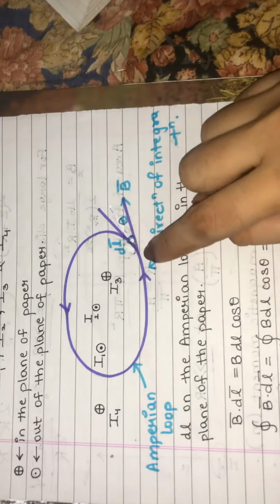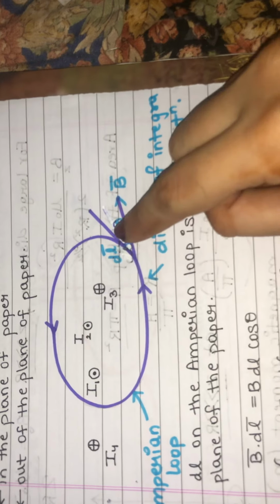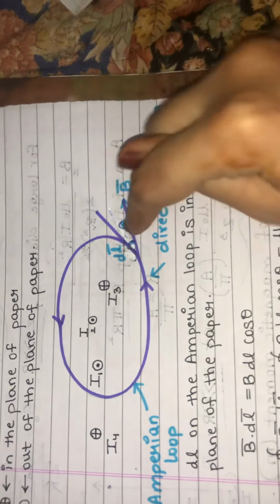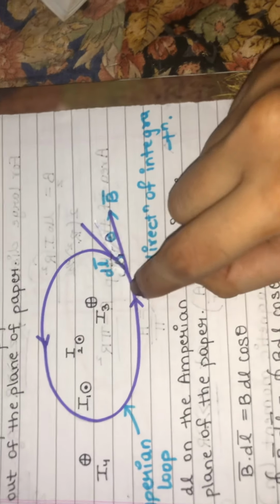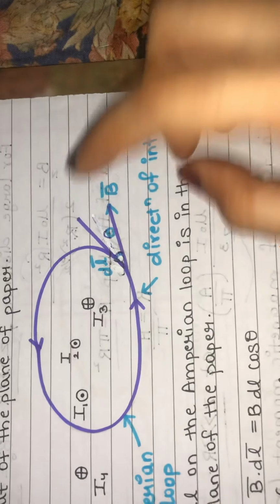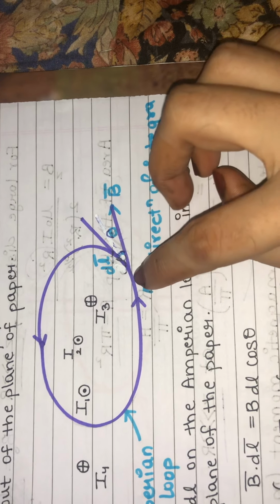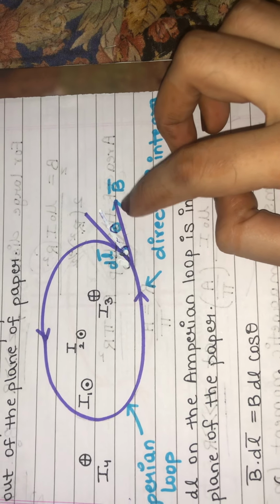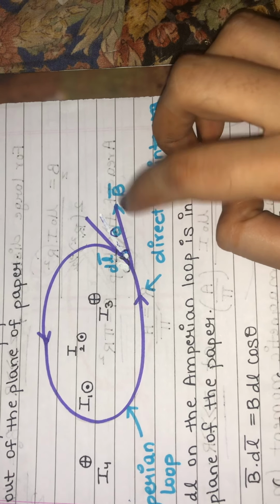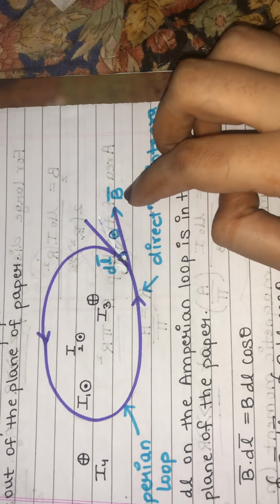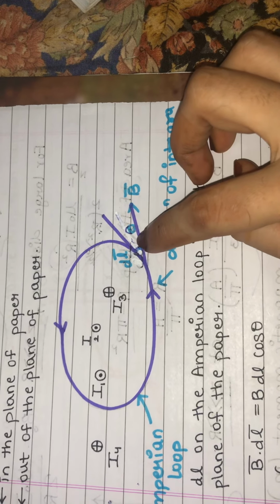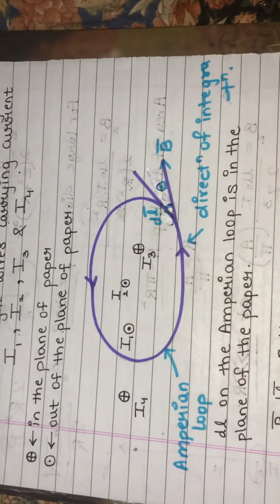Now we have selected a small length element on this Amperian loop, and the direction of this small element is again in the plane of the paper. Now we will draw a tangent to this loop, and that tangent will give me the direction of the magnetic field. This is the direction denoted. The angle between this length element and the magnetic field is theta. So this was all about the diagram.